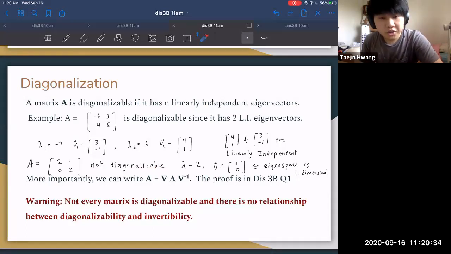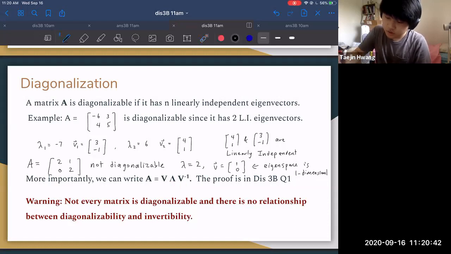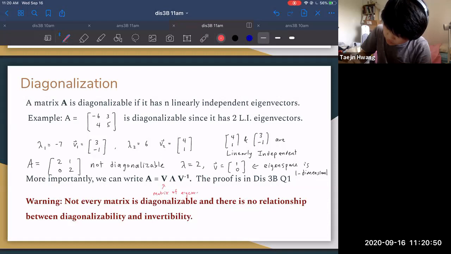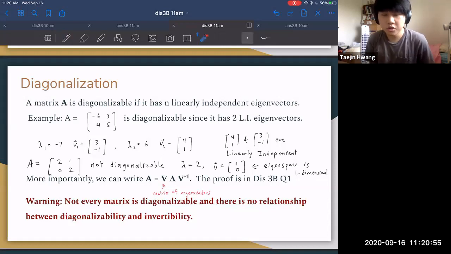And more importantly, the fact we want to use for today is that A can be written as V lambda V inverse, where again, V is this matrix of eigenvectors. And we're going to show how to do this in question 1 of the discussion worksheet today.